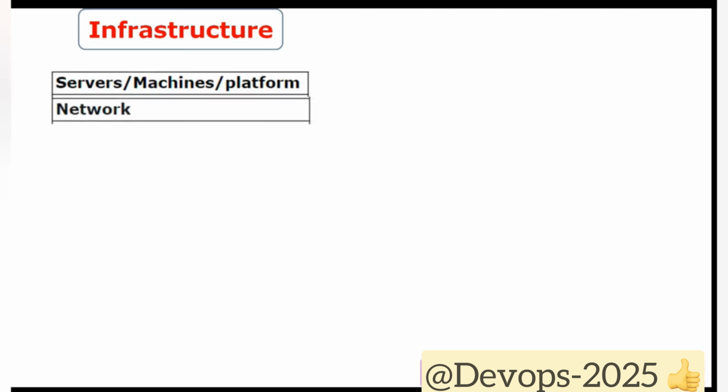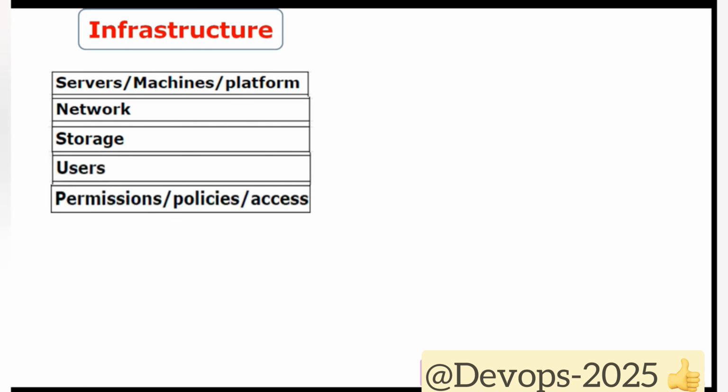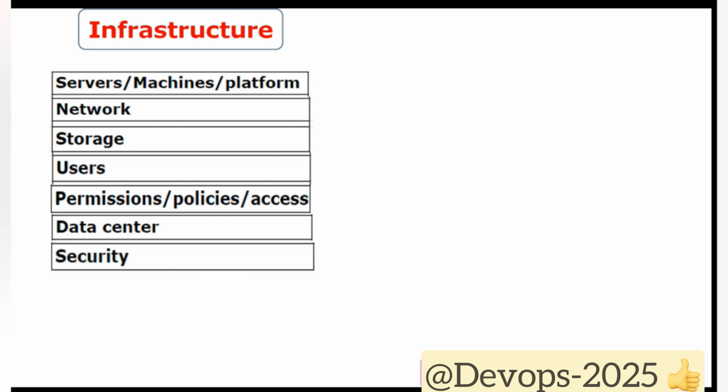Then what is the infrastructure? The infrastructure means you need servers, we need some storage, then we need some kind of network to make connectivity between servers or machines or other services which are needed. And then we need some user accounts, user access or login, some permissions, a data center, and then you need some security. So all of these we can call infrastructure.